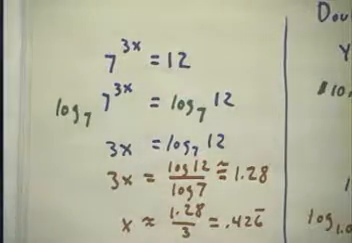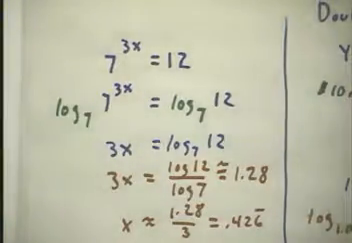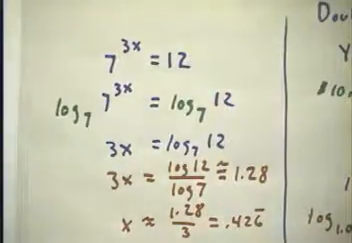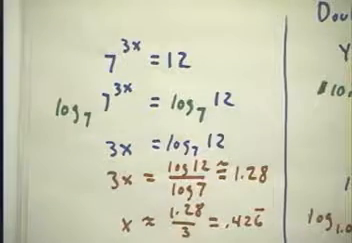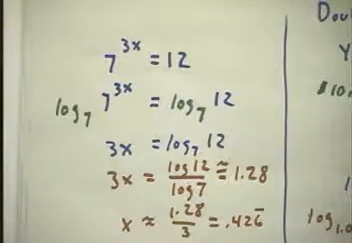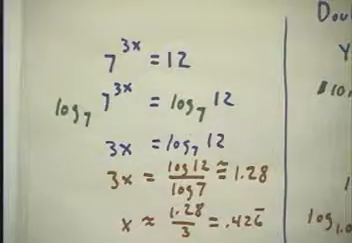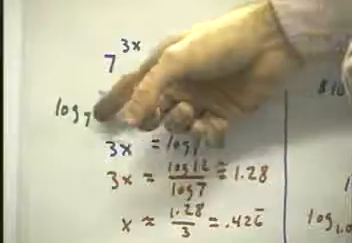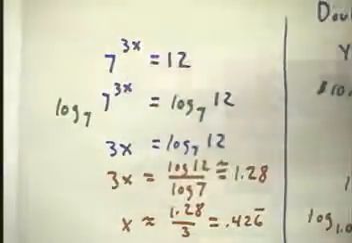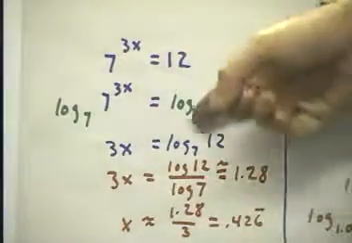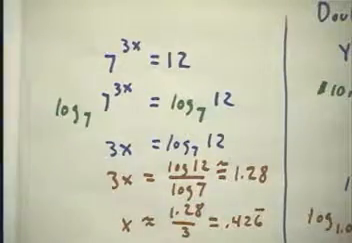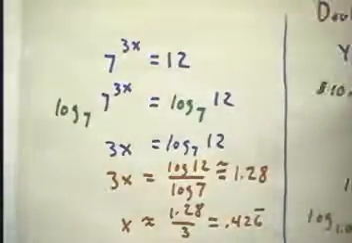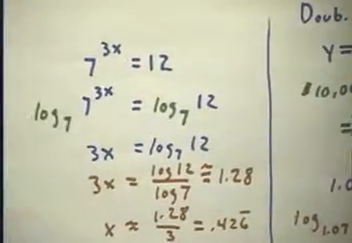As another application of the rule we just used, let's solve the equation 7 to the 3x equals 12. Now there are lots of ways to use logarithms to do this, but let's just exercise what we know about log to the base 7. Log to the base 7 of 7 to the 3x should equal log to the base 7 of 12.